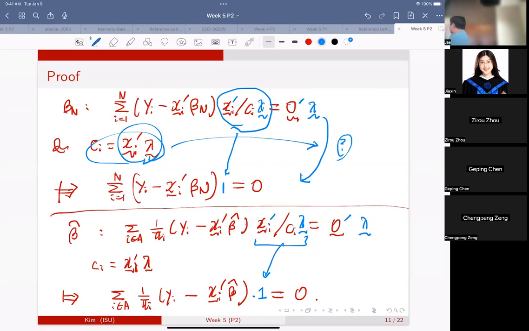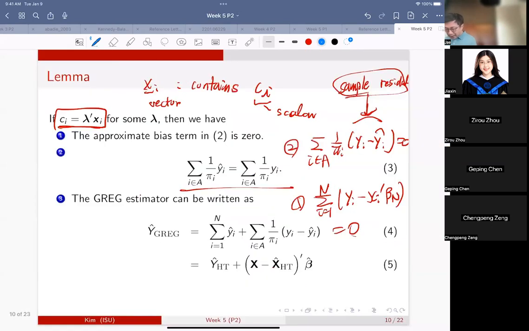So this itself is just the algebra, but it has a very interesting statistical interpretation. The statistical interpretation is that we basically proved the first two components, and now this implies that this is 0. Originally the definition of the regression estimator is just a prediction estimator.